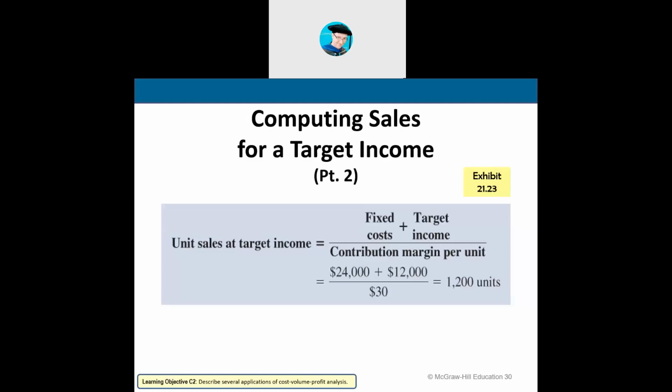24,000 plus the 12,000 divided by $30 contribution margin per unit equals 1,200 units per month that I need to sell in order to generate $12,000 a month in net income. That's a nice formula because you can plug pretty much any number that you want to make in your target income. It's like, all right, I really want to make this much per month. How do I do that? Fixed cost plus the target divided by the contribution margin to get your sales dollars or units that you need to sell per month to get that amount. That's why it's a nice formula.